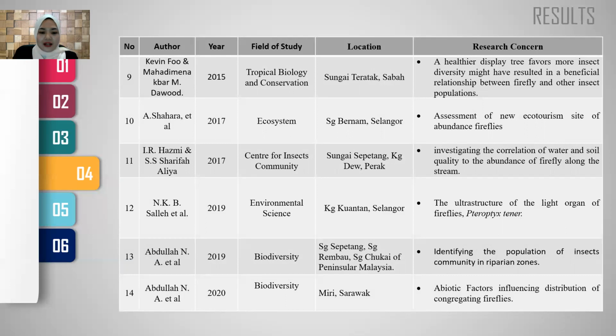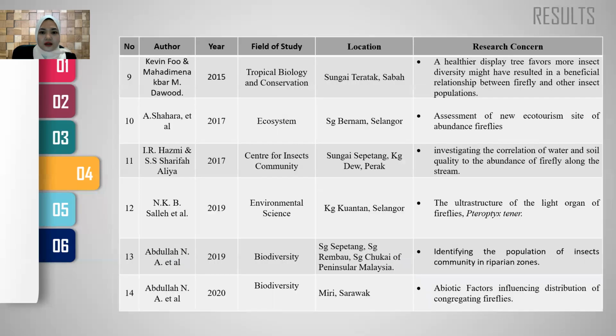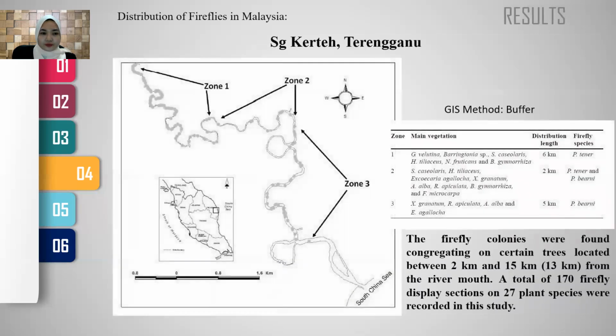And then lastly, Miri, Sarawak. It is among the newest studies in Malaysia. Okay, next, the results. Sungai Kertih, Terengganu. The GIS method used is buffer and zonal. They found 170 fireflies on 27 plant species in these studies.